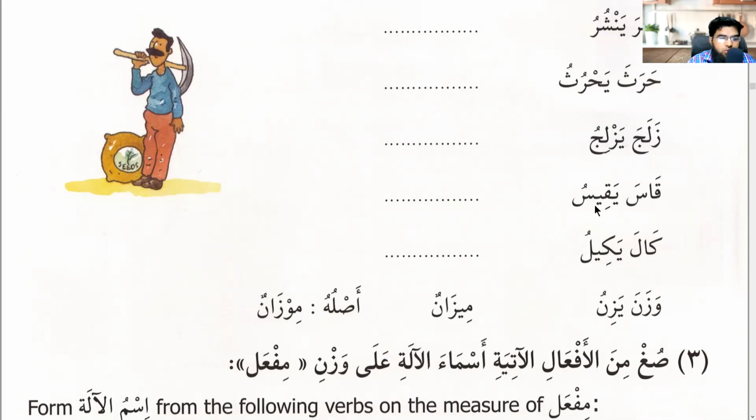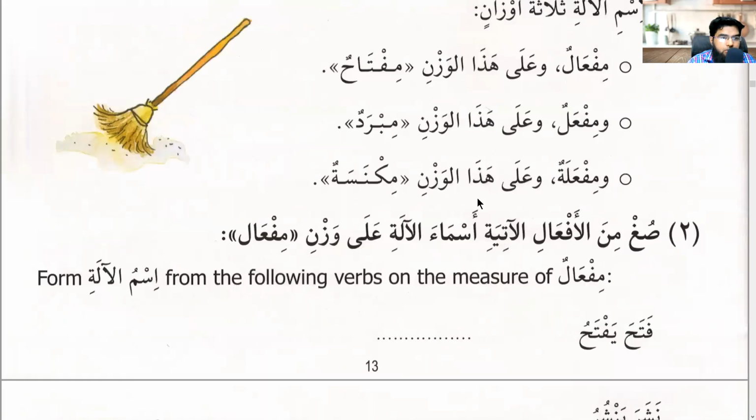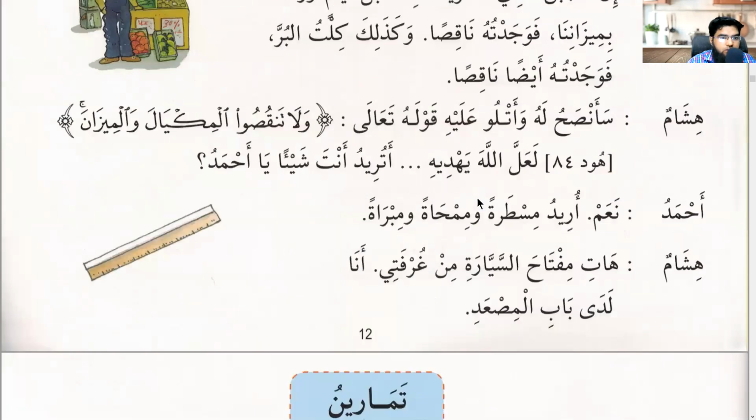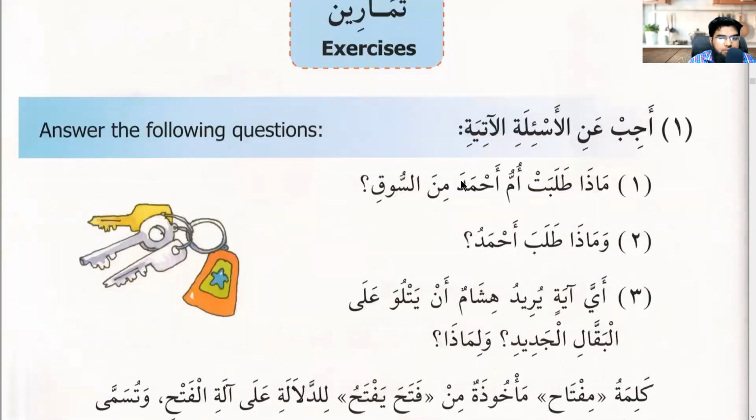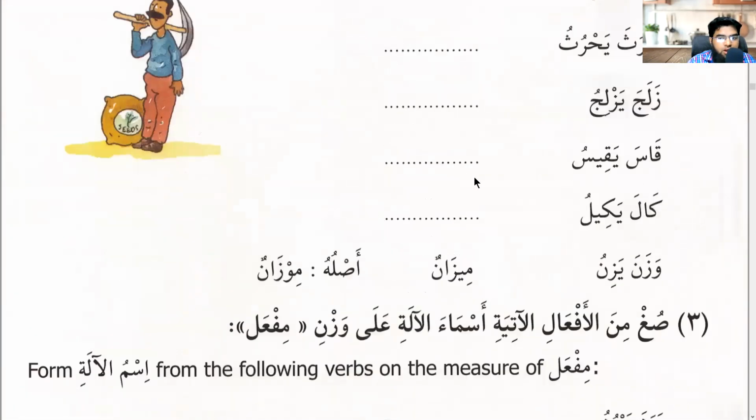Then qasa yaqisu is a measurement. Qasa yaqisu, to measure. So miqyasun, it becomes miqyas. Miqyas. قاس يقيس مقياس. So the verse was that itself, right? ولا تنقص, oh, it was mizan. Qasa is also to measure. Miqyas.